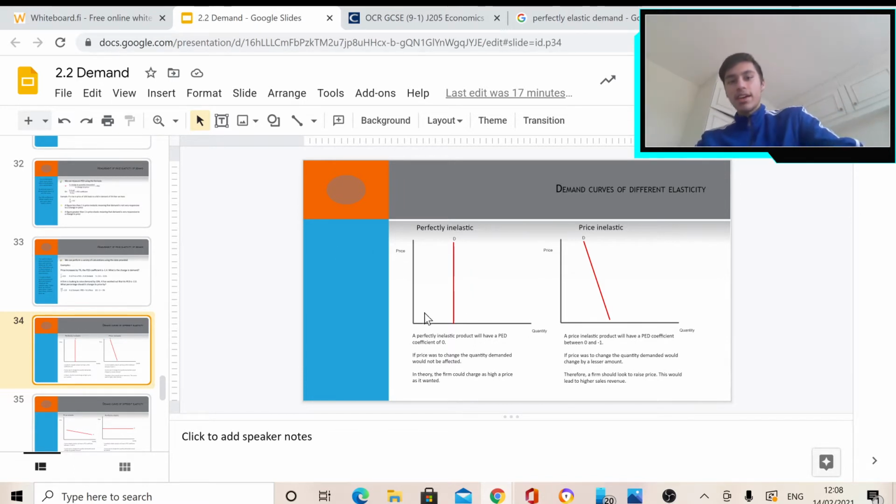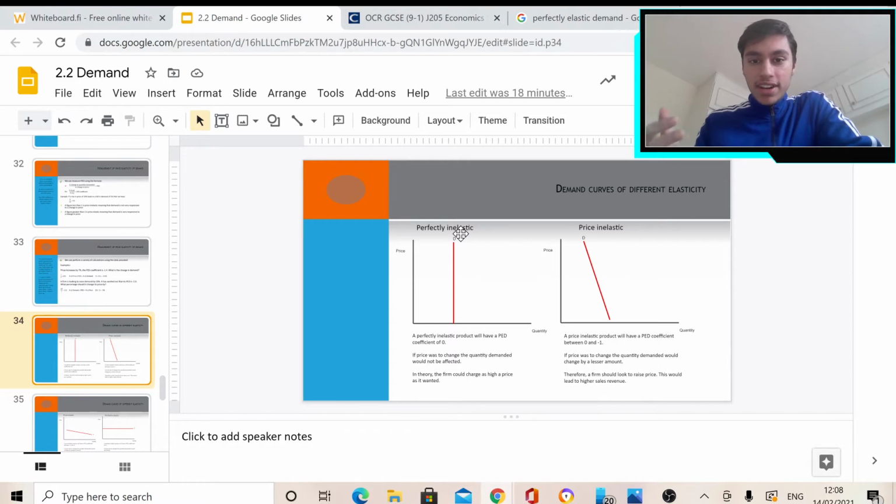As we know, for the demand curves, we have price on the y-axis and quantity on the x-axis. Now, if the demand is price inelastic, we say it's not very responsive to the change in price. Now this is a perfectly inelastic demand. You see the demand remains the same regardless of the price. So this is perfectly inelastic. A perfectly inelastic product will have a PED coefficient of 0.